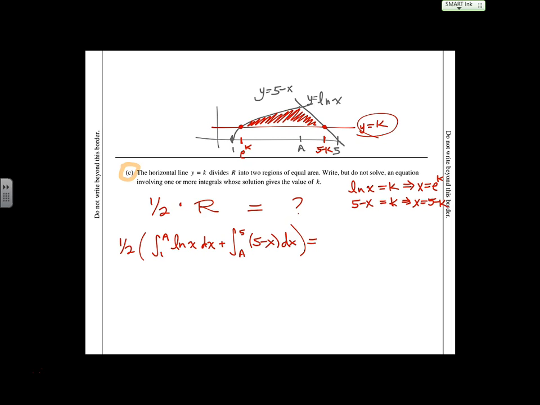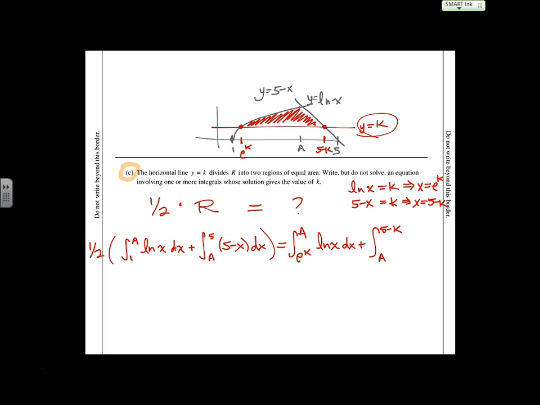So I could go ahead and say half of my whole region R is going to be equal to the integral from e to the k of ln of x plus the integral of 5 minus k. Oops, I said k and I wrote x. My linear function. Now this is not unique in the sense that it's the only way of solving. However, this is one way of solving it. I'm setting up an integral expression.